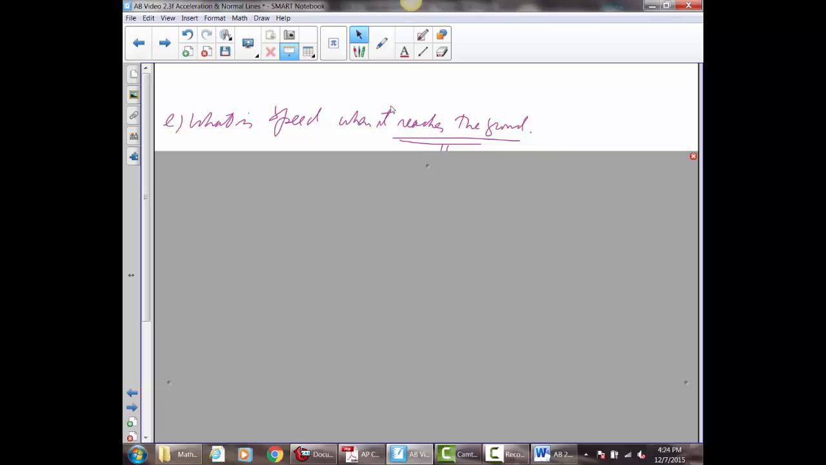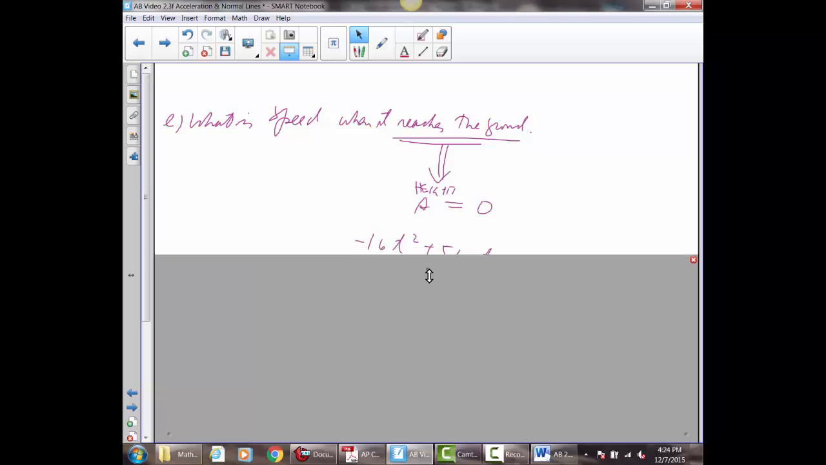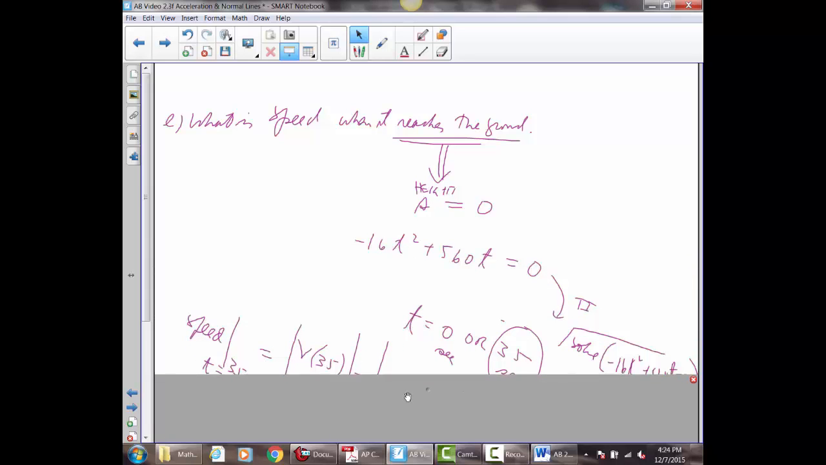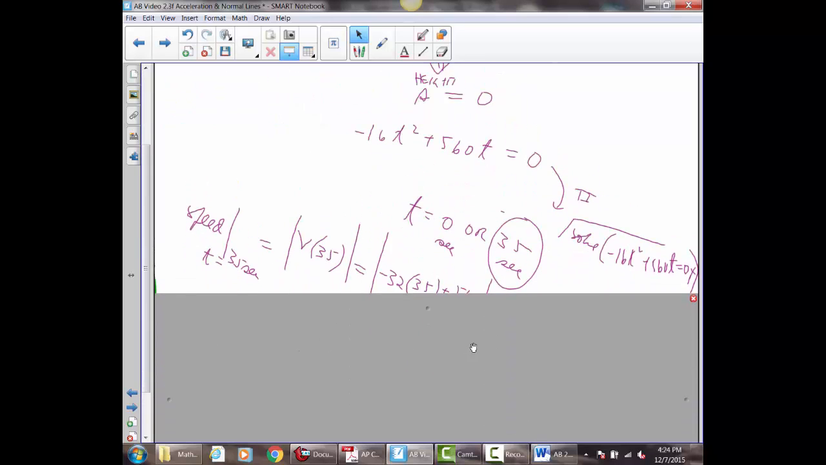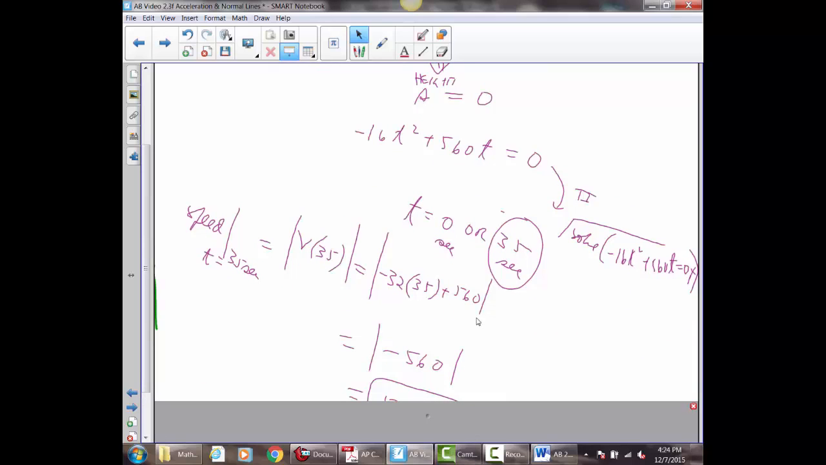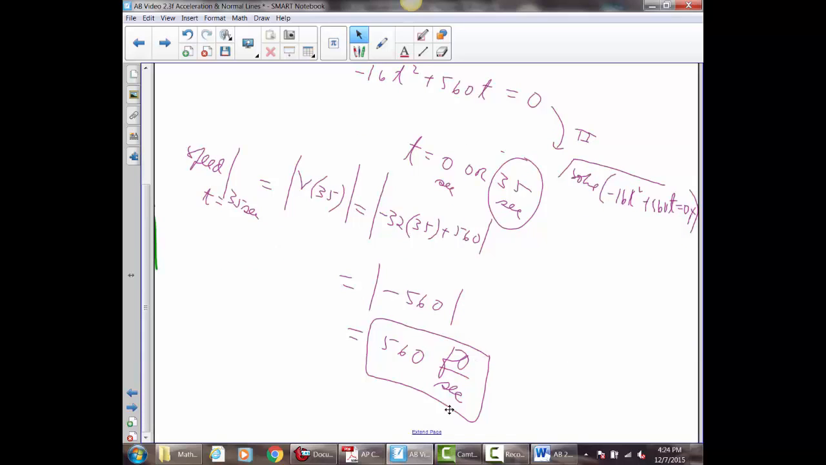Now remember, we know that when it reaches the ground, the height is 0, not the velocity. So the height is 0, you set your height function equal to 0, you will solve and find out that it happens at 0 seconds, which is before you toss it, and at 35 seconds. So the speed at 35 seconds is the absolute value of the velocity at 35 seconds. So you would go back to your velocity equation on the previous page, plug in t equals 35, find that it's negative 560, and then take the absolute value of it. And of course, its speed will be measured in feet per second.